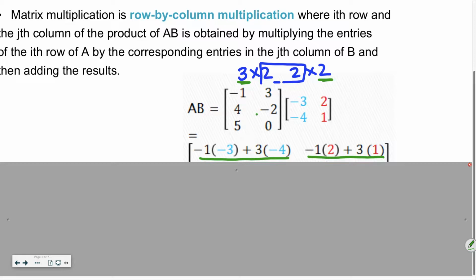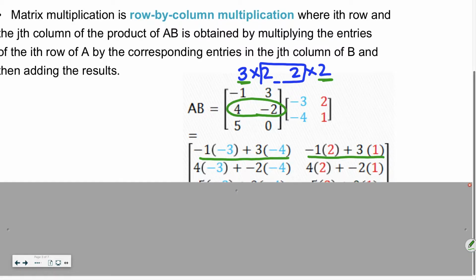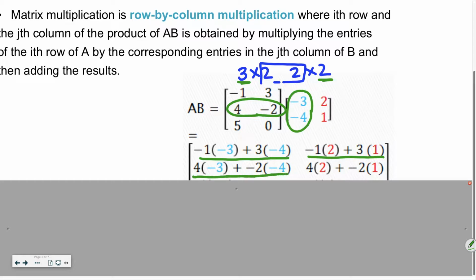So we are going to start with the second row. And since now I'm going to multiply the second row, we're going to move to the second row in our product. Okay, so we're going to take the second row and multiply it by the first column for our first entry in the second row. Okay, so we're going to take 4 times -3 and add it to -2 times -4. The first numbers get multiplied together, the second entries get multiplied together.